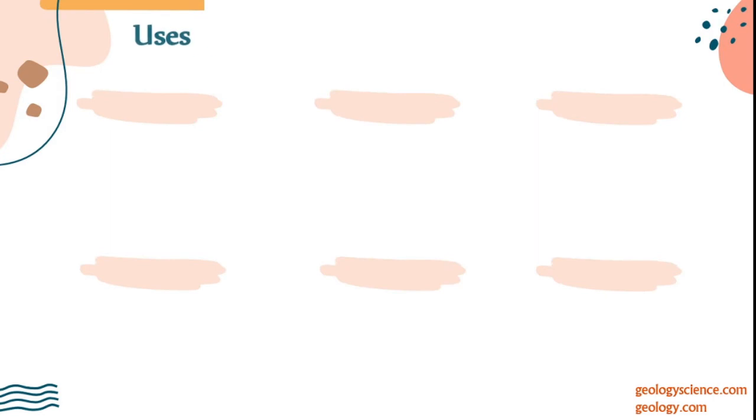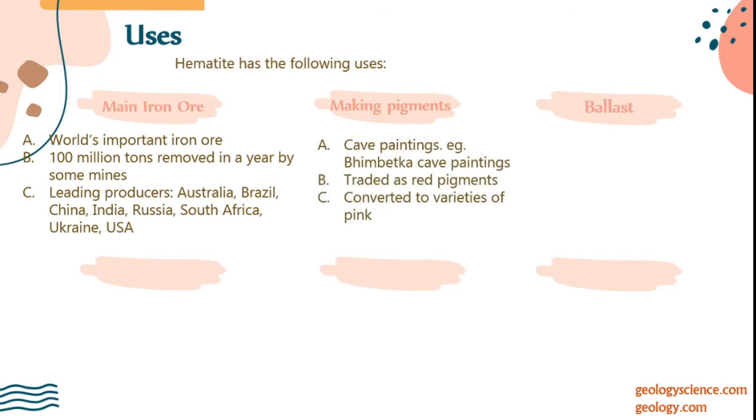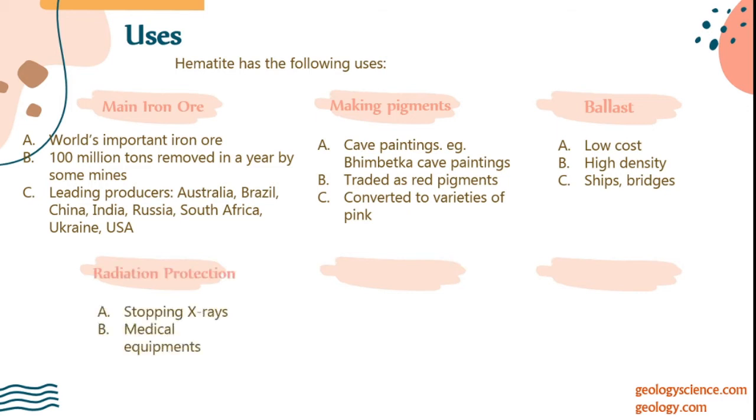Further are the uses of hematite. From the various uses, some of them are given here. They are the main ore of iron, making pigments, ballast. A ballast is something which is used as a central balance in ships or bridges because of the high density of hematite. Radiation protection for stopping X-rays.